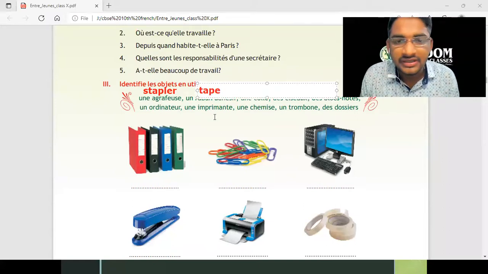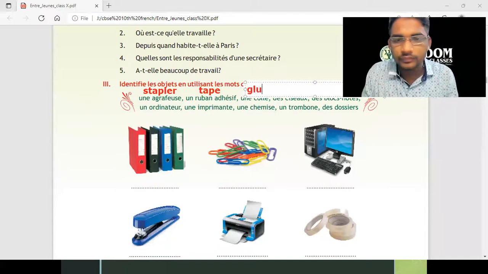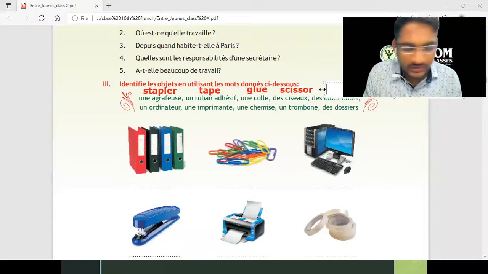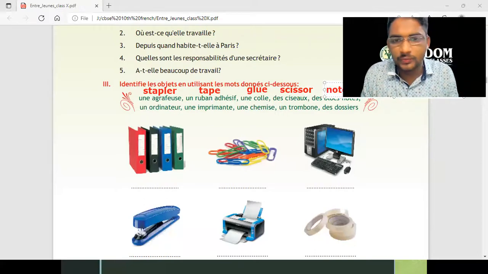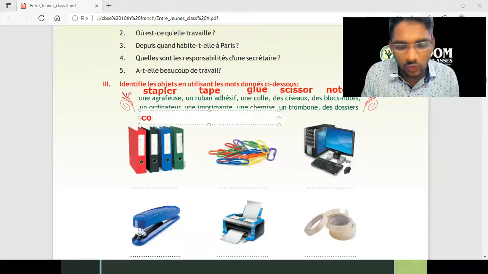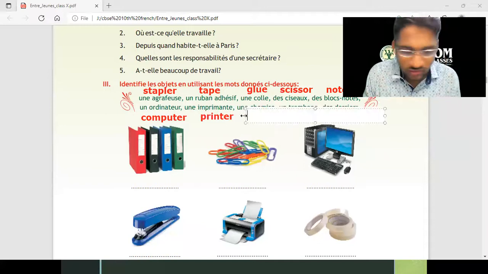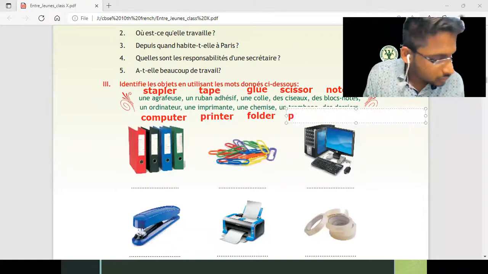Tape. Next we have colle. Colle is glue. Then ciseaux. Ciseaux is scissors. Then bloc-notes. Bloc-notes is paper notes, notepads. An ordinateur, quite simple. Ordinateur is a very common word. Computer. Imprimante, again printer. Une chemise. Chemise is folder. Une trombone. Trombone is paperclip. Okay, paperclip.